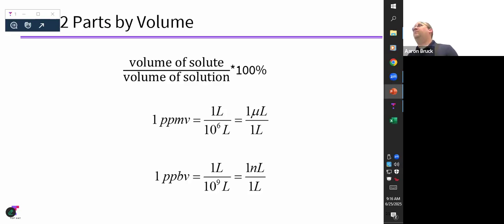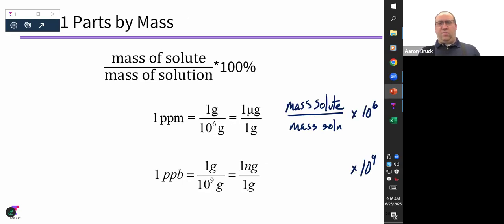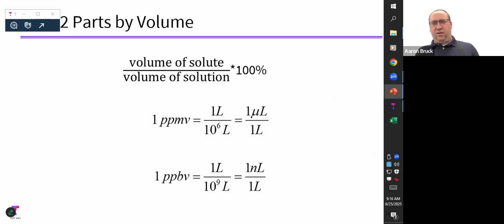Why per liter? Well, a liter of water would weigh 1,000 grams. So we could scale and then scale again. So milligrams per liter, micrograms per liter. We see these again because the density of the water is 1.